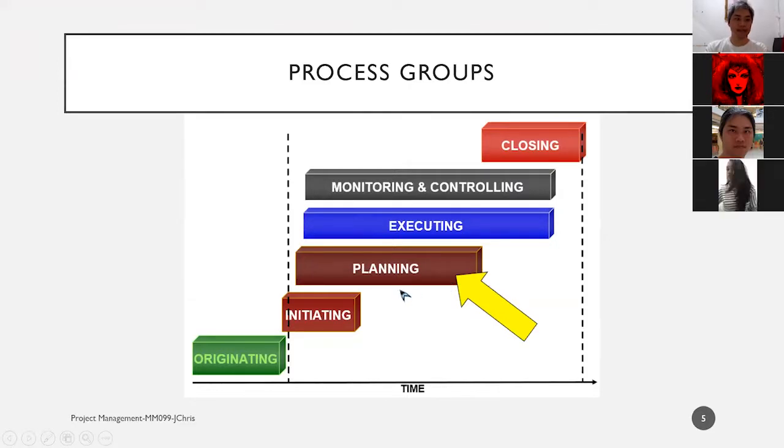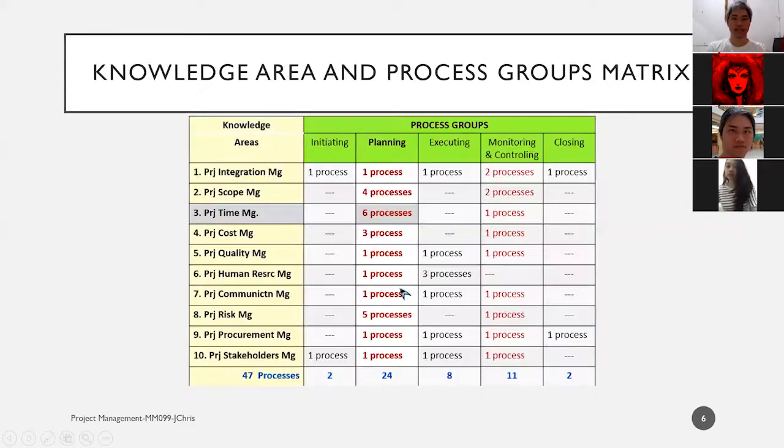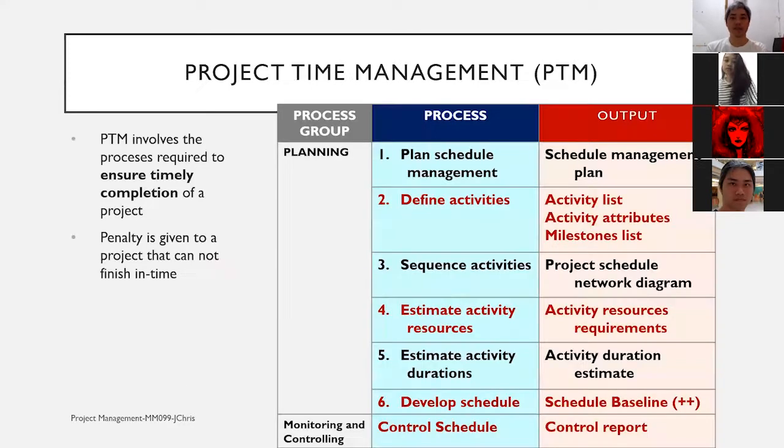The knowledge areas needed in this process group: there are 6 processes in project time management in the knowledge areas. And we're going to cover them in a little bit more detail, which is 1, plan schedule management.